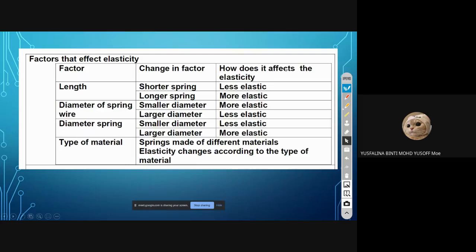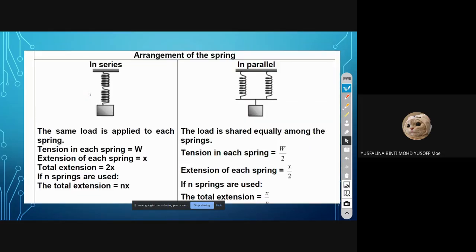But usually you only remember these 3 factors. The shorter the length, the stiffer it becomes. If the diameter of the spring wire is thicker or larger, it is stiffer. And if the diameter of the spring is very small, it is also stiffer. Alright, and then the next one is the arrangement of the spring, whether we put it in series or in parallel.